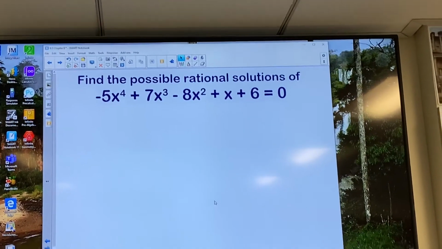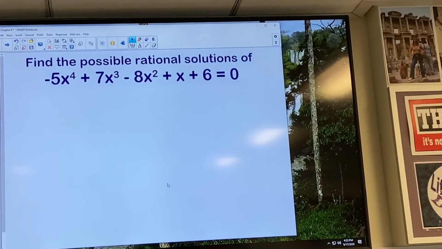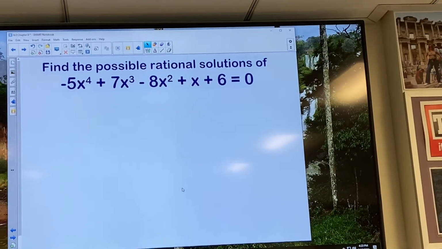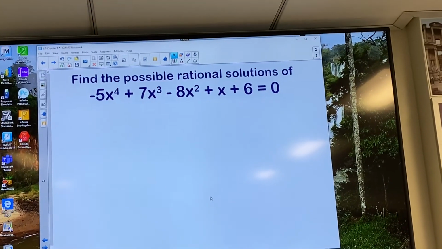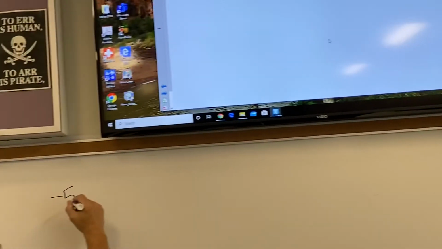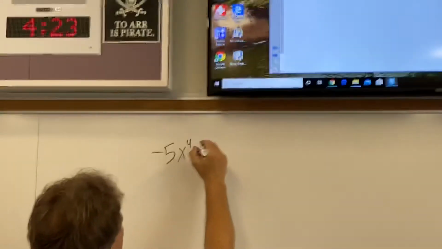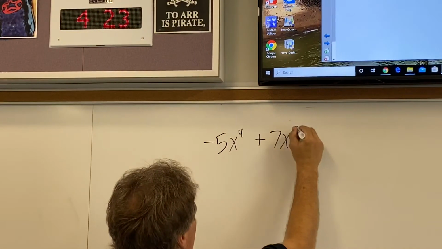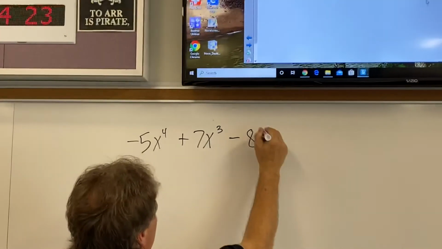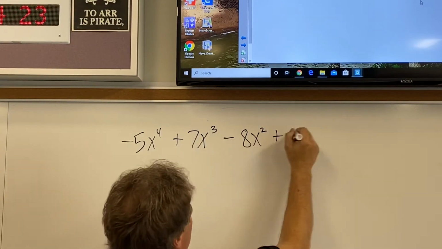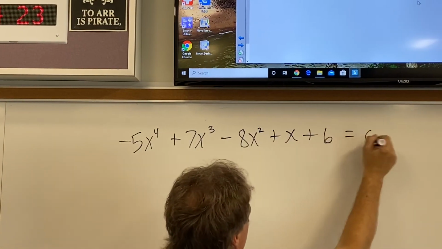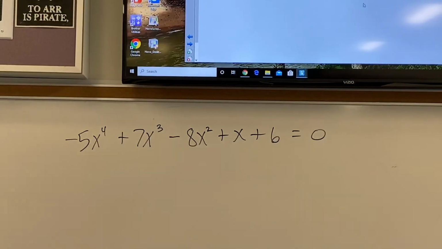Okay, same question. I'm going to use the rational root theorem to find the possible rational roots of this equation. Here it is: -5x to the 4th plus 7x to the 3rd minus 8x squared plus x plus 6 equals 0. Okay, there we go.